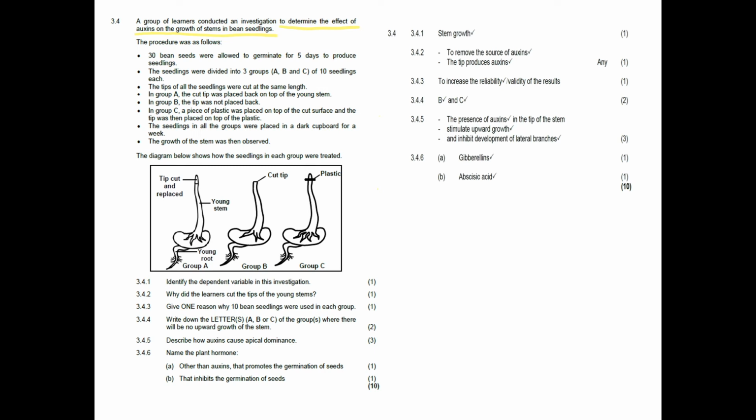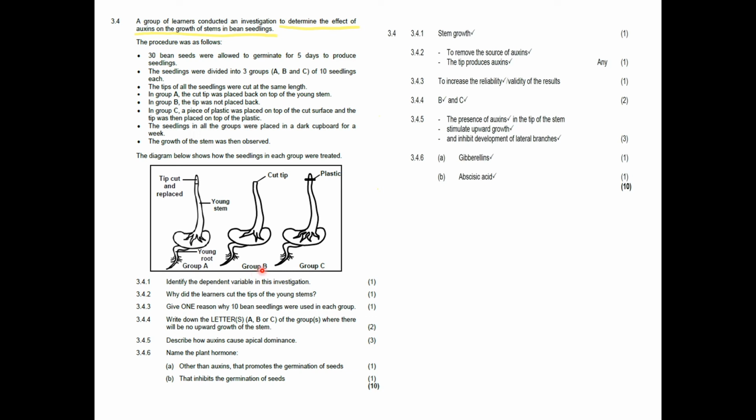The bean seeds were allowed to germinate for 5 days to produce seedlings. The seedlings were divided into 3 groups, A, B, C, of 10 seedlings each. The tips of the 10 seedlings were cut at the same length. In Group A, the cut tip was placed back on the top of the young stem. In Group B, the tip was not placed back.